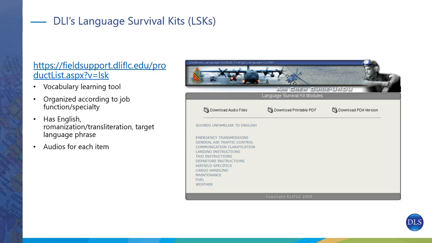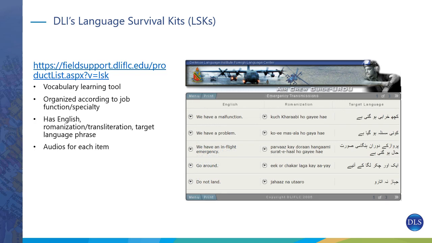Within each specialty, there are a list of topics. Within each topic, you have a list of English phrases and target language phrases that are corresponding to them. There's also, for some languages, romanization. There are audios for each item, so audios for English and audios for the target language, but this is basically the extent of LSKs. They're vocabulary lists or lists of translations with audios that correspond to them.